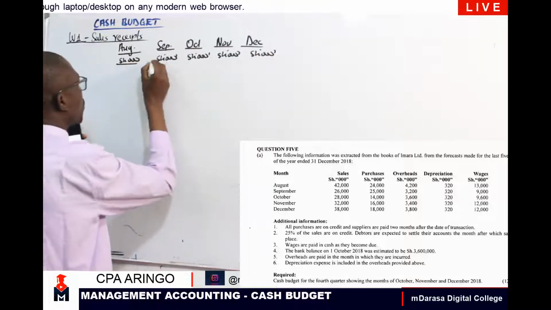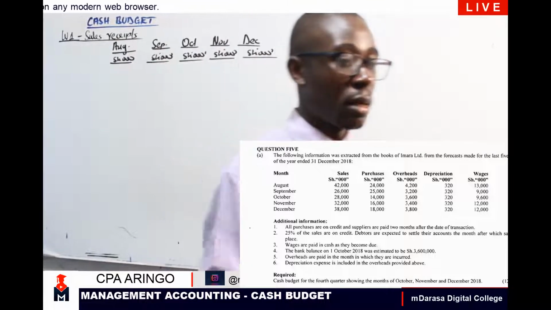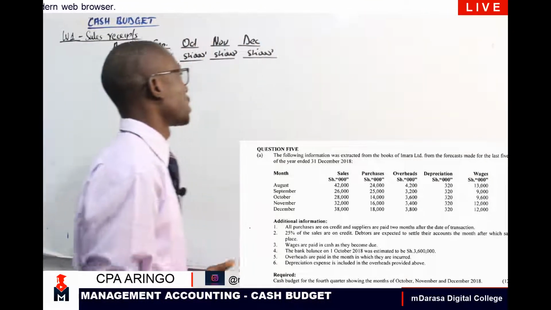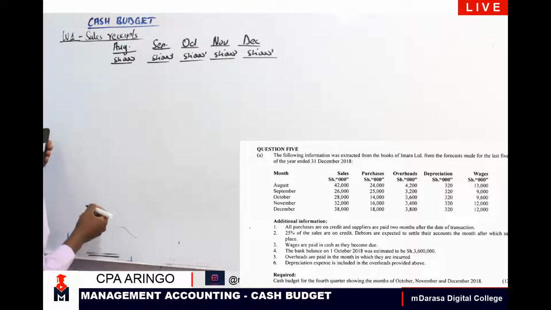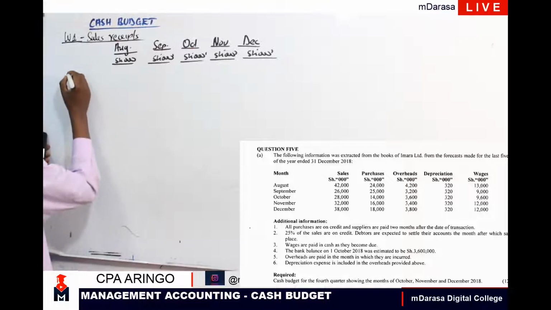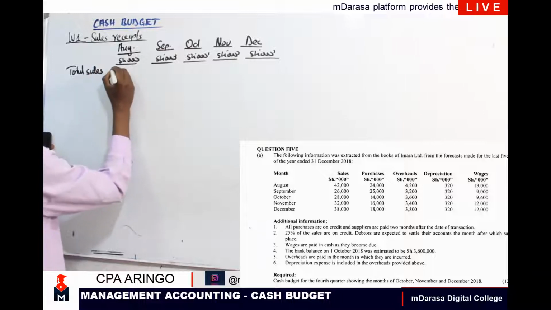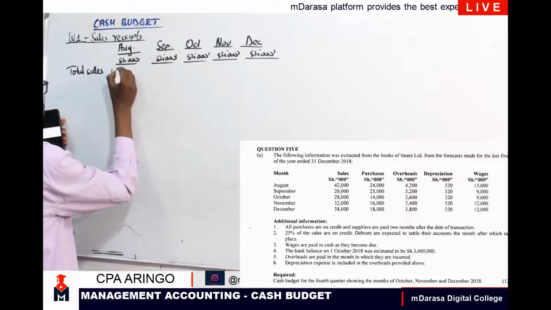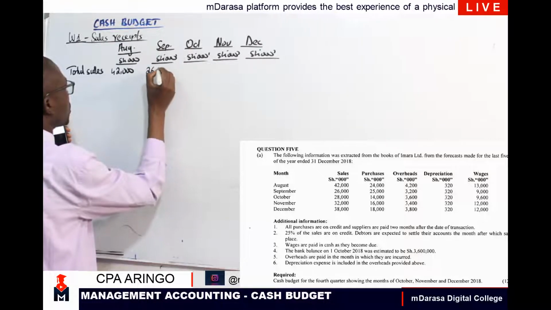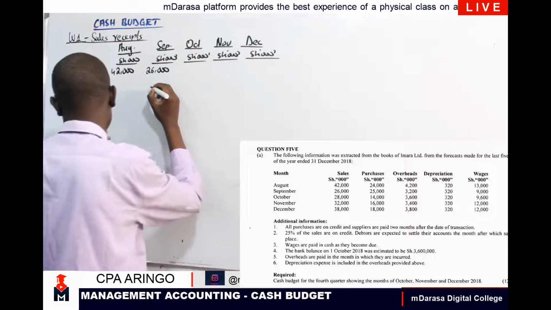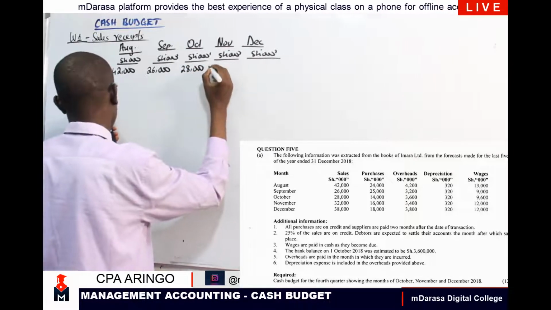So remember, this is also one way of forecasting. These are also part of forecasting. That's why we're talking of budgeting. It's something that should occur in future. It hasn't yet occurred, right? So in this case, talk of our total sales. Total sales in the month of August, we had 42,000. September, you can clearly see we had 26,000. October, I'm having 28,000. November, I'm having 32,000.